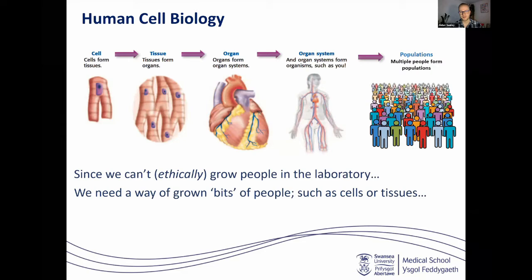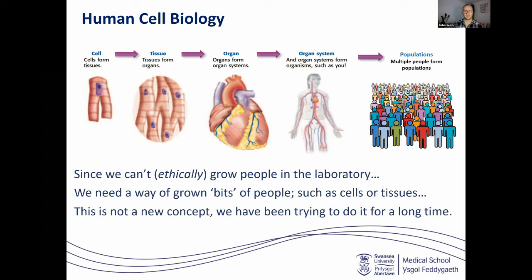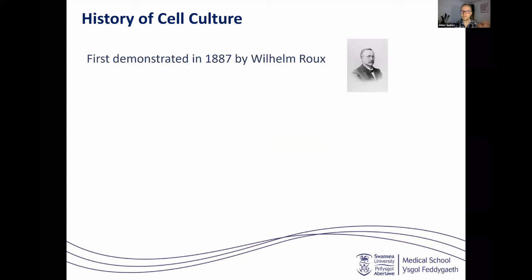Now, this is not new. We haven't just thought recently, oh, what if we just grow a bit of a person? In fact, we've been doing it for a very long time. And this was first demonstrated way back in 1887 by Wilhelm Roux. So you're going back a huge amount of time to think about the idea of growing bits of people in a lab. This has been going on for 130 years.